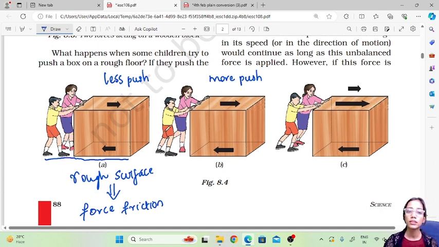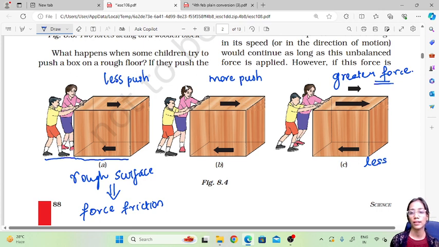So what these kids have to do is apply such a force that it will be able to overcome this frictional force. It should be greater than the frictional force. So over here they apply a force which is greater than the frictional force, and in that case these forces are now unbalanced. Here it is more and here it is less. The frictional force is less. Now the object will be able to move.